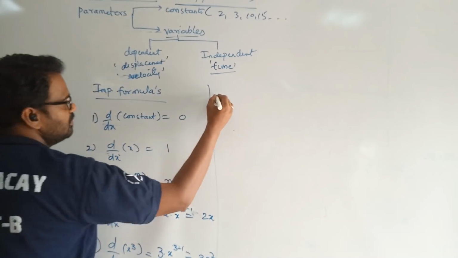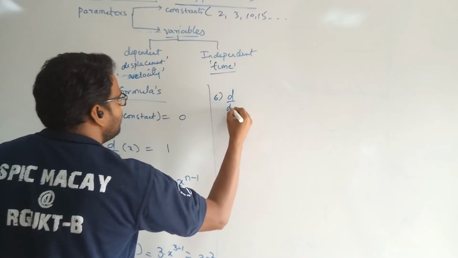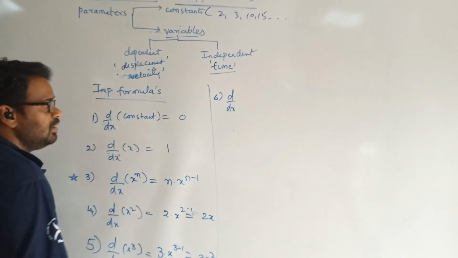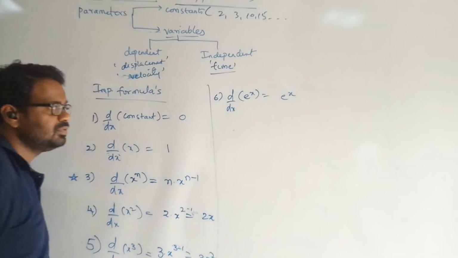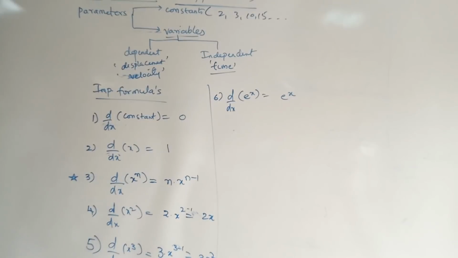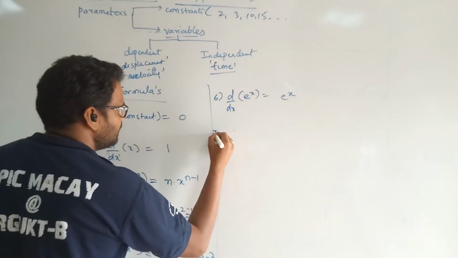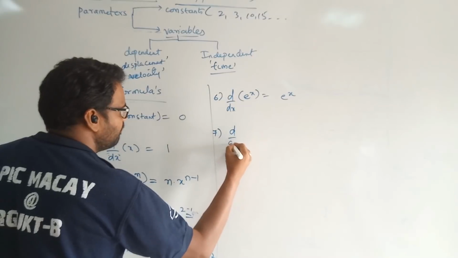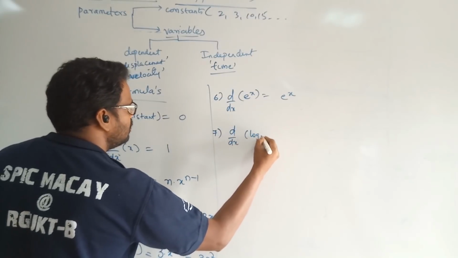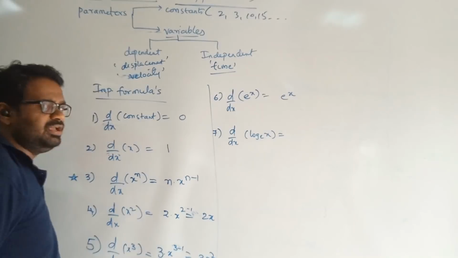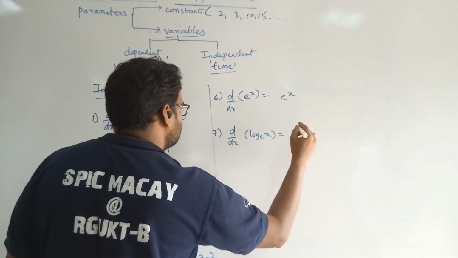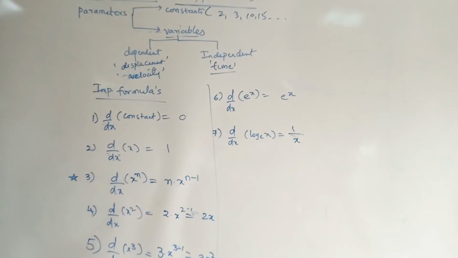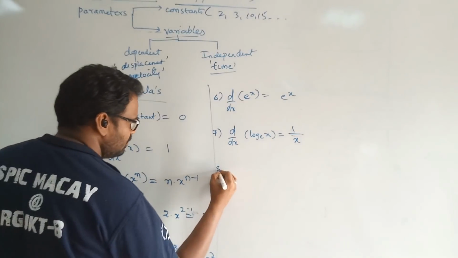Now, sixth one. d by dx of e to the power of x will give the same thing. Differentiation of e to the power of x gives rise to e to the power of x itself. Differentiation of log x to base e gives rise to 1 by x. You can derive these also, but that is not the purpose. We should know the formulas, right?